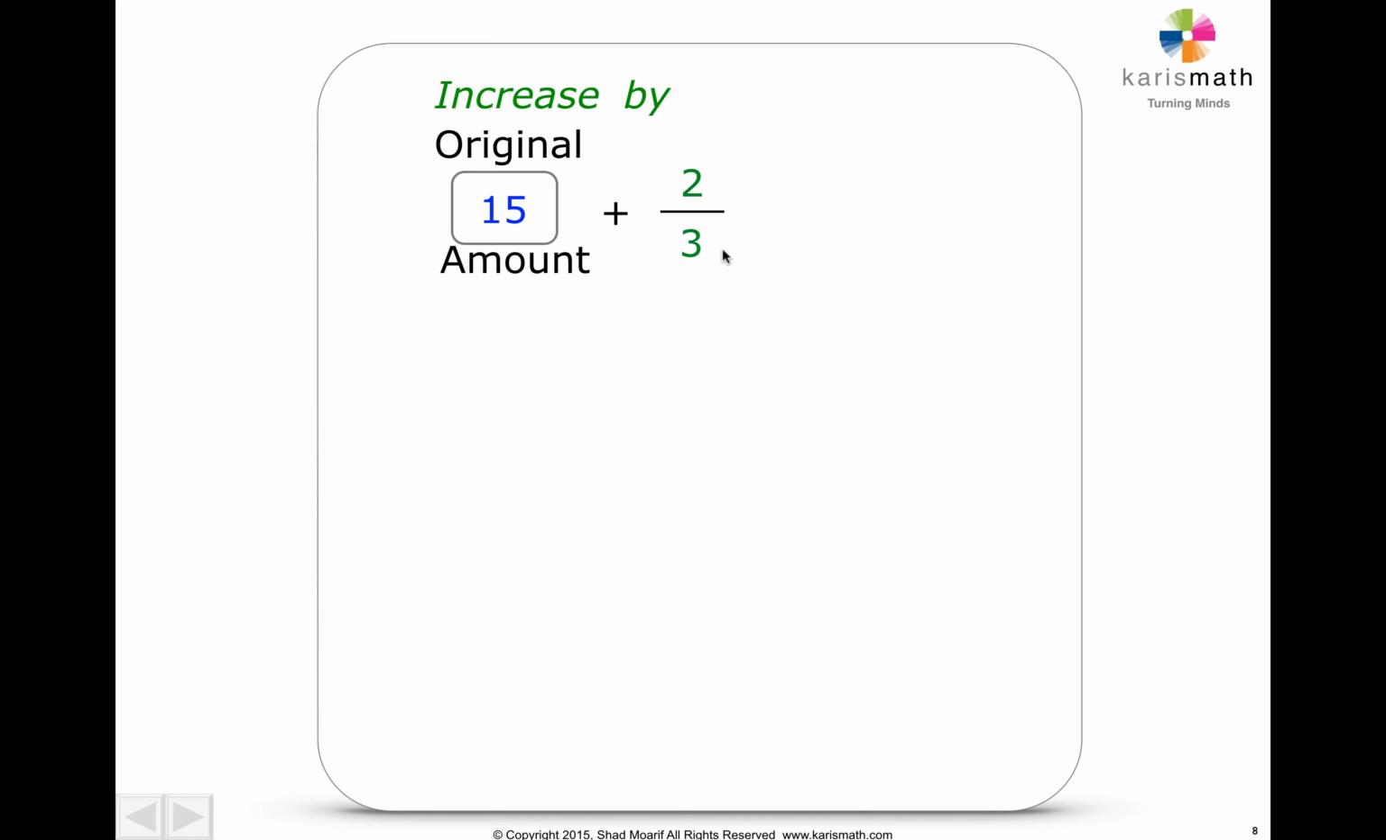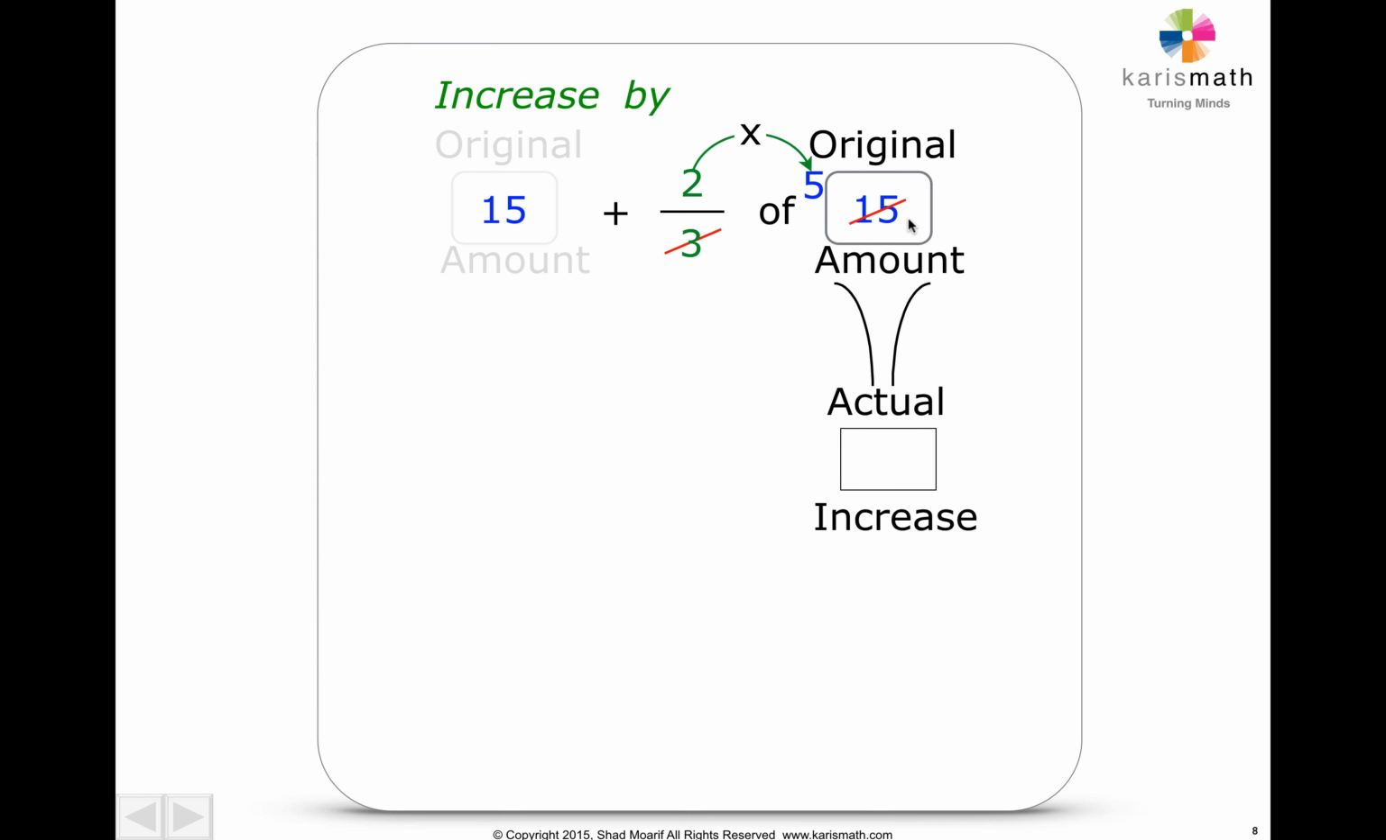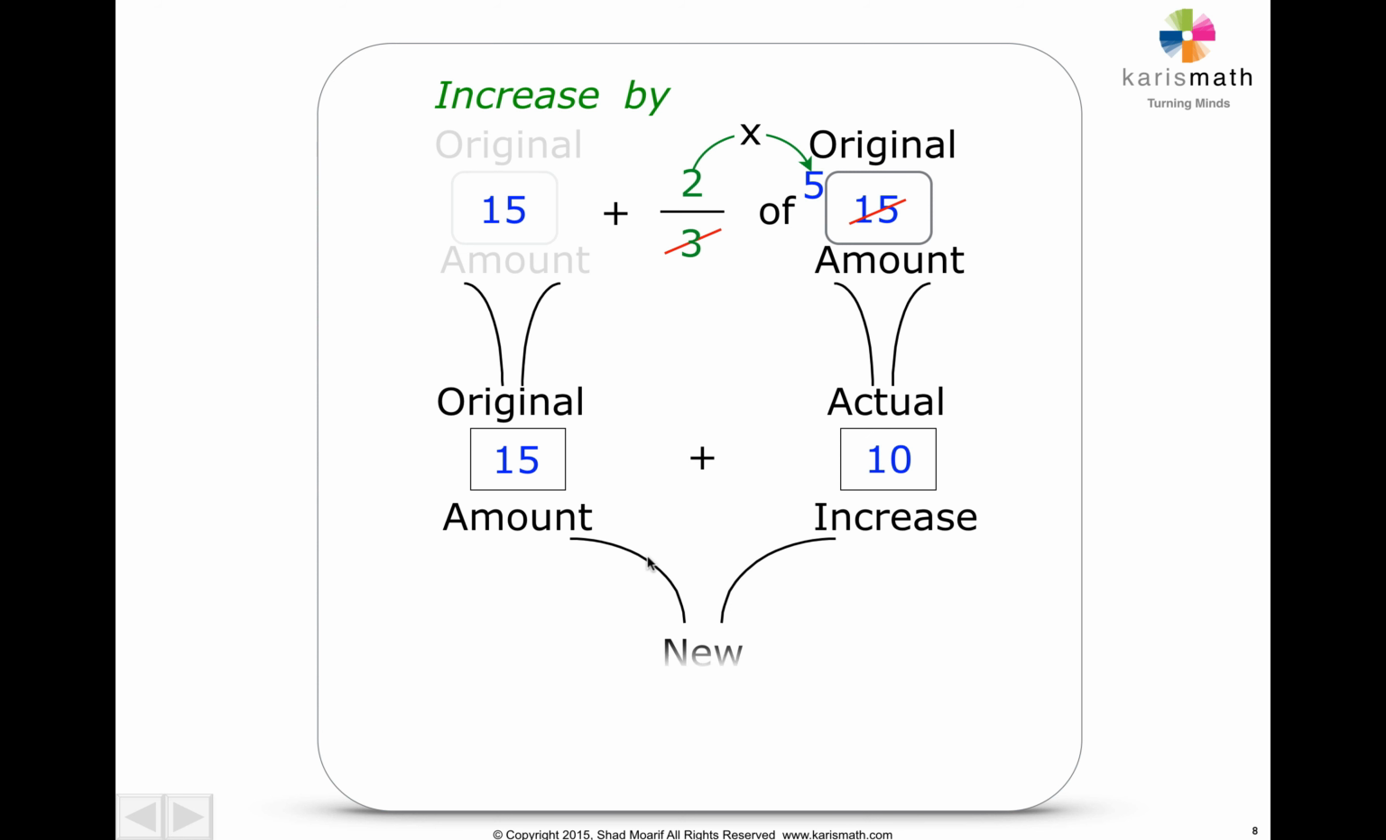So if you want to work it through the original amount, that was 15, and you want to increase it by 2/3, means 2/3 of 15, obviously. So you take 2/3 of the original amount, that will come to 10. So it means you're going to increase it by 10. So the actual increase is 10. So the original amount was 15. Actual increase of this amount is 10. Add them, and voila, you get 25. There you go. Very simple concept.